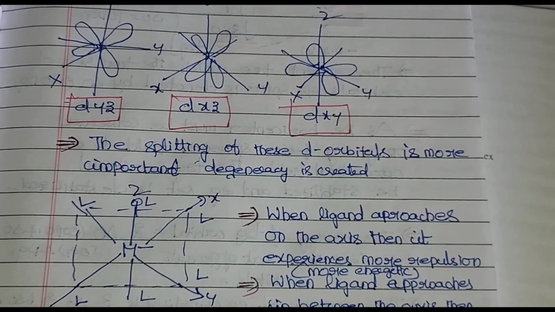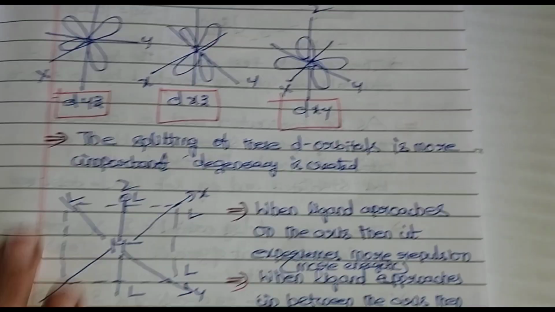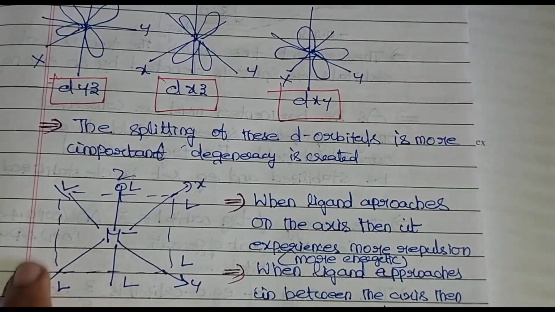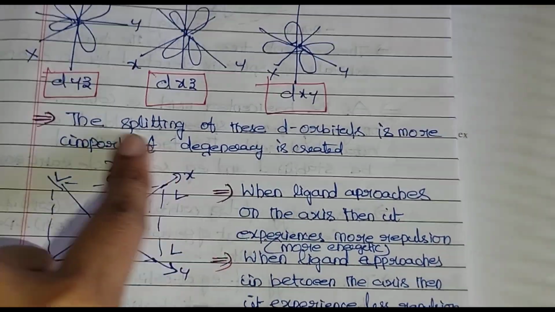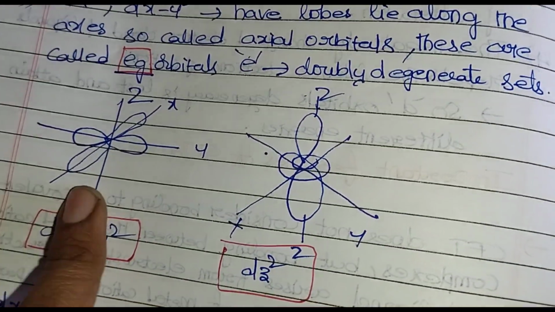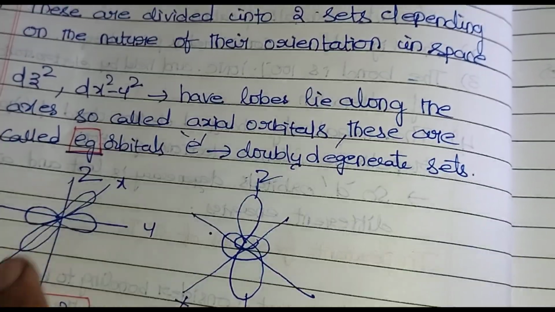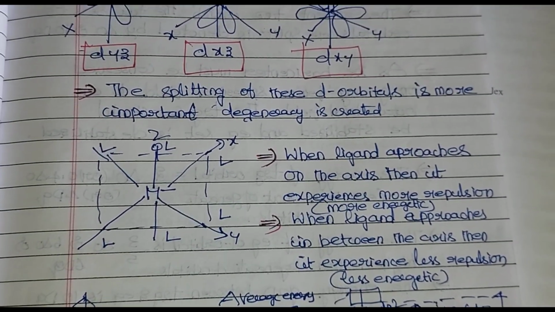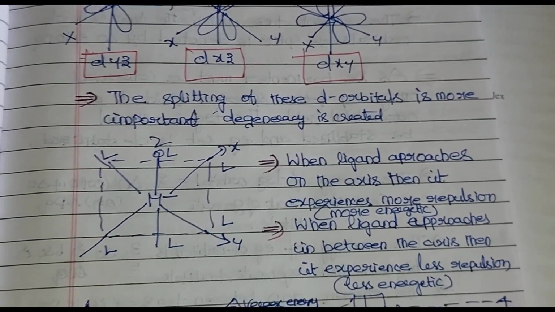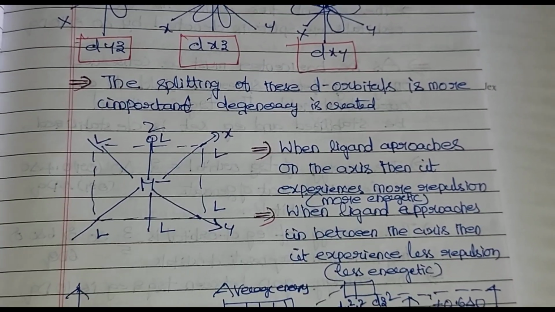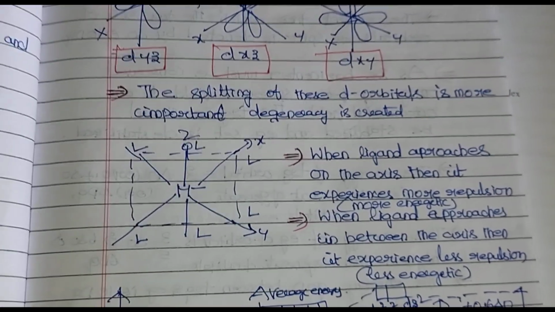So like this, the splitting of the d orbitals is important for the degeneracy to be lifted. When a metal is attacked by the ligands, the approach is important. When a ligand approaches along the axis, as I already told, like in x square minus y square and z square, when they approach along the axis, it experiences more repulsion, so it is more energetic. Remember this: because it experiences more repulsion, it is more energetic.